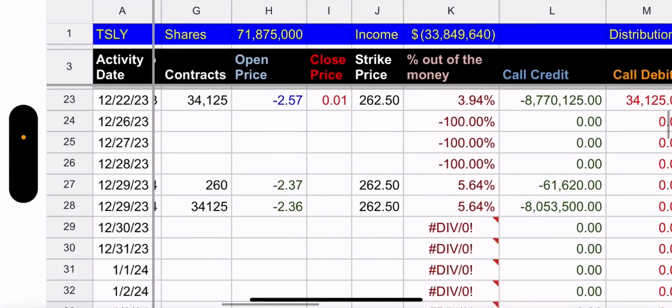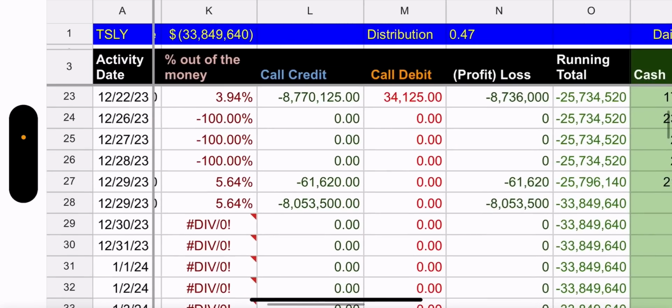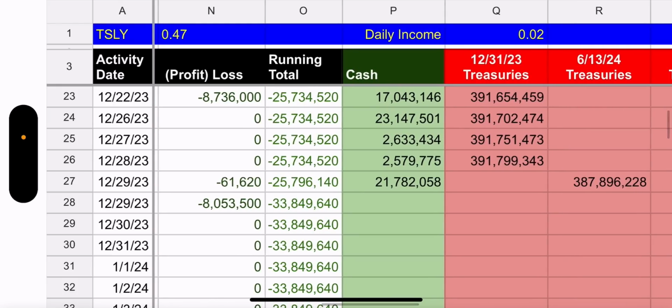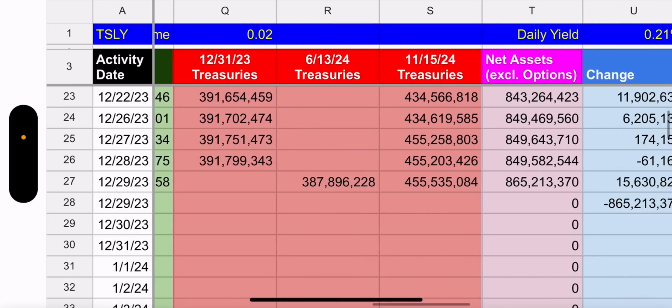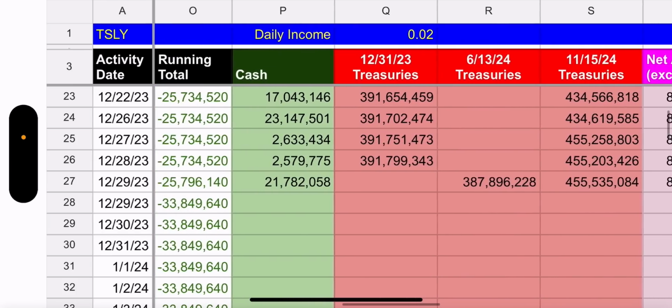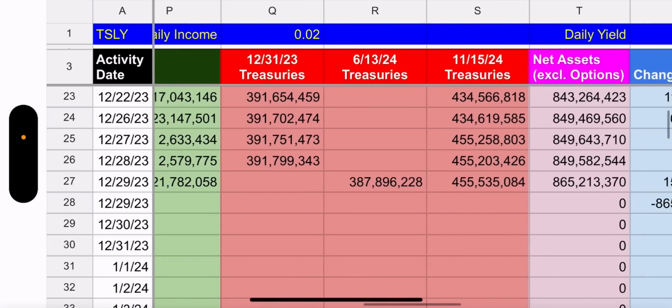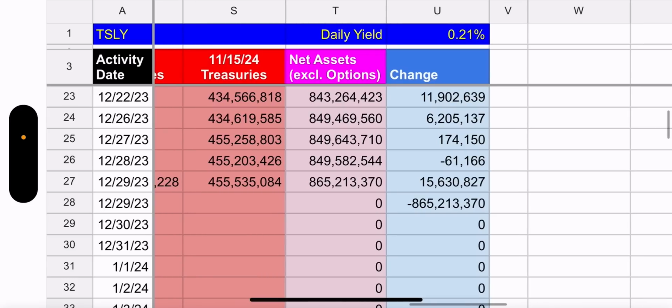Their income on the top or on the side here, 33.8 million. That's probably the end of it. So I'll officially make my price prediction on another video, but obviously I'll cover the range here. Cash and treasuries, the 12/31 treasury is essentially gone. It's now moved to the 6/13/24 treasury. And cash and treasuries went up 15 million.